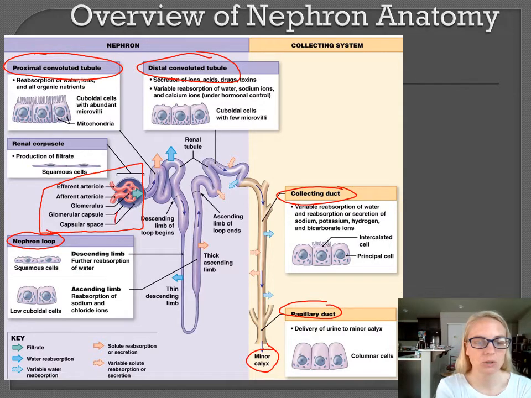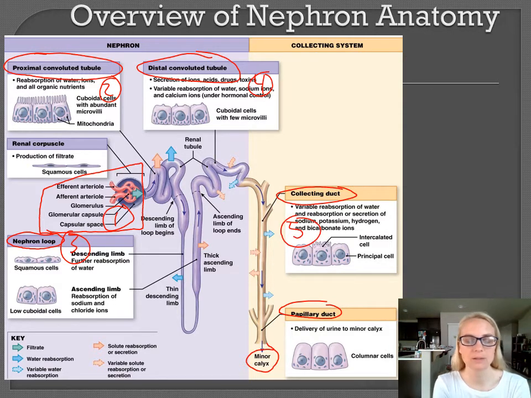So first we'll talk about filtration, then we'll talk about the proximal convoluted tubule, the loop of Henle, the distal convoluted tubule, and the collecting duct and papillary duct. We don't do too much about the papillary duct, so we kind of end our journey in the collecting duct. So this is the path of what we're going to be doing, and we're going to start with the glomerulus.